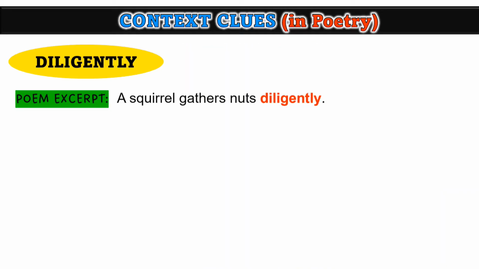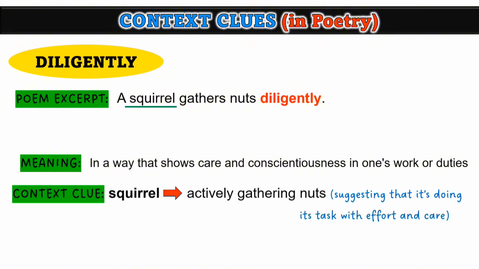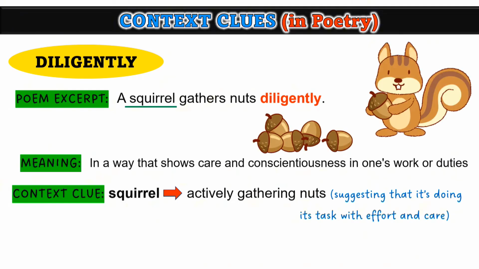We also have to define the word diligently. Using the word squirrel as my context clue, I can conclude that the word diligently means in a way that shows care and consciousness in one's work or duties. Why did I say so? Because a squirrel is actively gathering nuts. Therefore, it suggests that it's doing its task with effort and care. In other words, masipag ang squirrel na ito dahil nag-iimpok siya ng mga nuts.